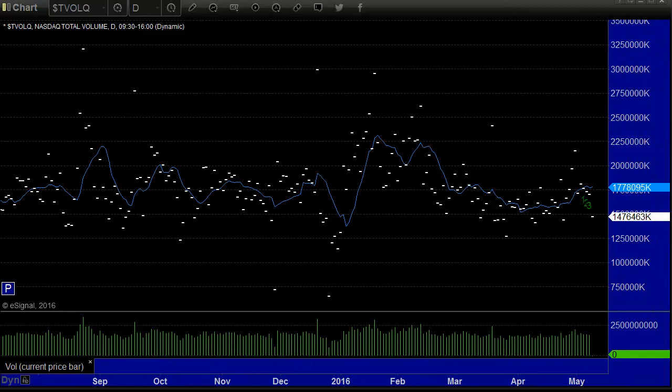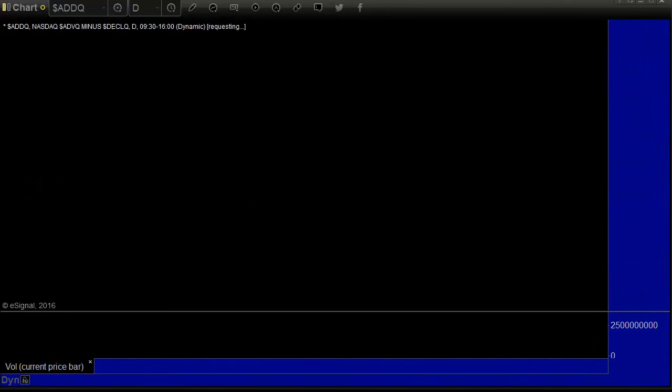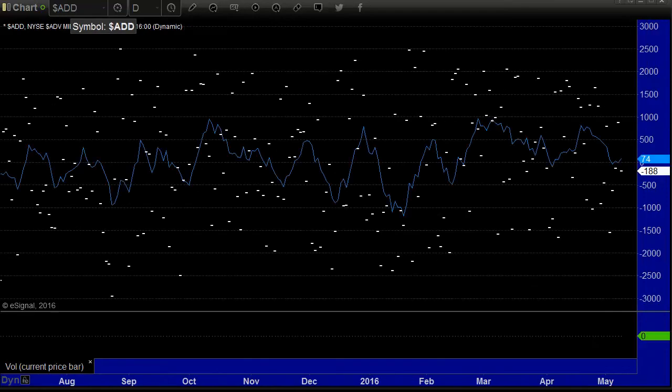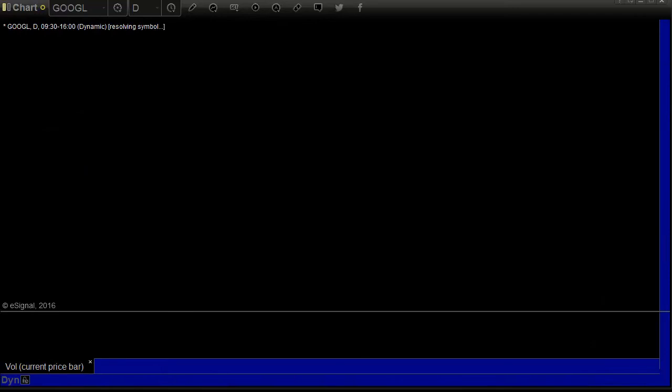And we knew that early on, so we got some stuff done early and then backed off. We don't overtrade dead markets like that. NASDAQ advance-decline ratio plus 207. That means there were 207 more stocks up than down on the NASDAQ. On the New York, it was negative 188.